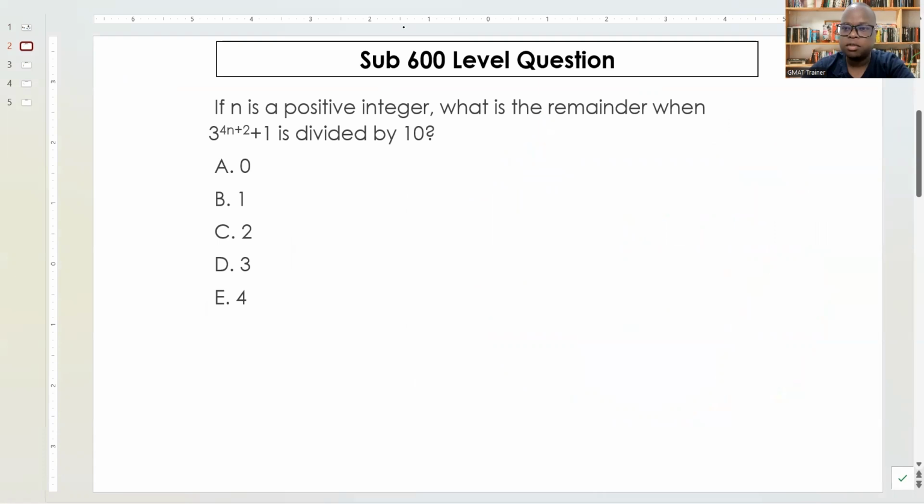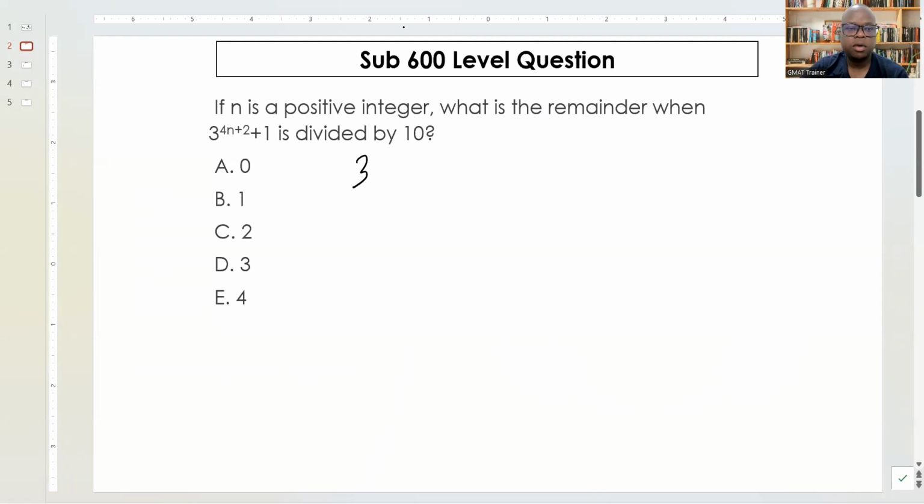If you want, you can pause the video, attempt this question, then we can look at it together. So we have a question: if n is a positive integer, what is the remainder when 3 raised to 4n plus 2, plus 1, is divided by 10? What is the remainder? The choices are 0, 1, 2, 3, or 4. So that is the question. How do you approach this?